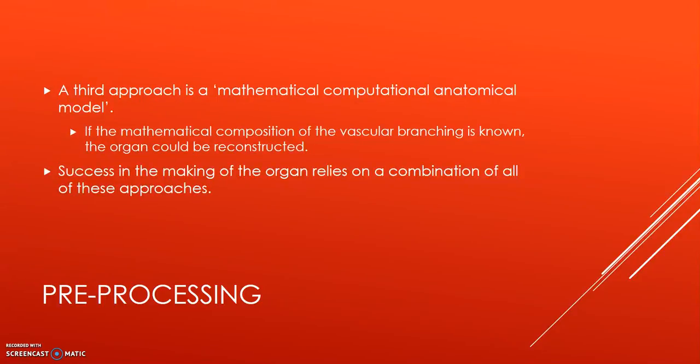And the third and final approach would be the mathematical computational anatomical model, which basically is, if you know the mathematical composition of the vascular branching, the organ in need would be able to be reconstructed. It was found that success in making the organs would rely on the combination of all 3 approaches.